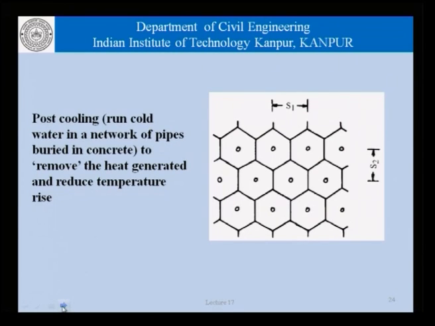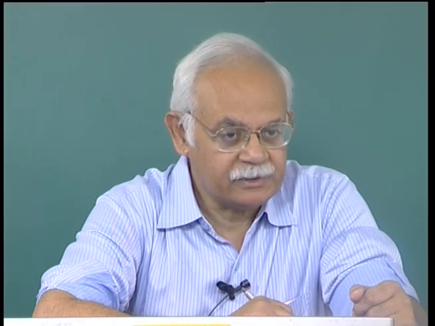Similarly, we had talked about post cooling, which involves running cold water in a network of pipes buried in concrete to remove the heat generated on account of cement hydration and therefore reduce the temperature rise. And we had talked about how these pipes and the water running through them help us cool a certain amount of concrete around those buried pipes.